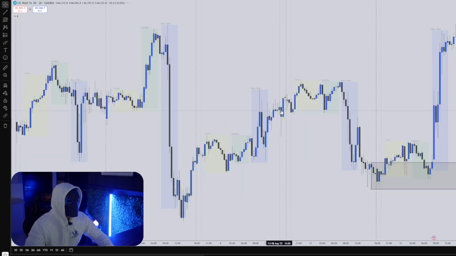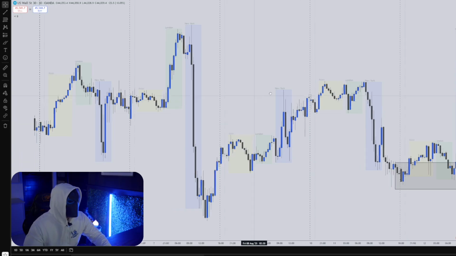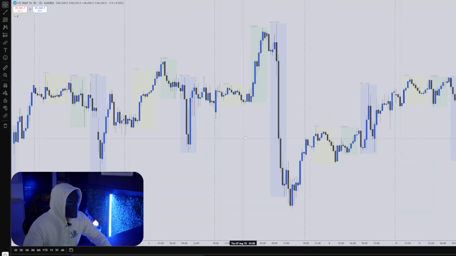Because it's always in context, okay? You always have to look at context. I'm at the low of the day. I'm not going to sell unless we break the low of the day. It always has to be in context. That is why I specifically started by looking at structure. I'm not going to sell unless we break the low of the day. That's stupidity. It doesn't make any sense. So always remember, it has to be in context.